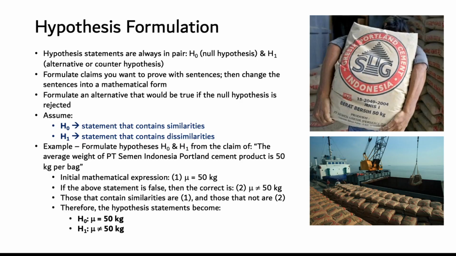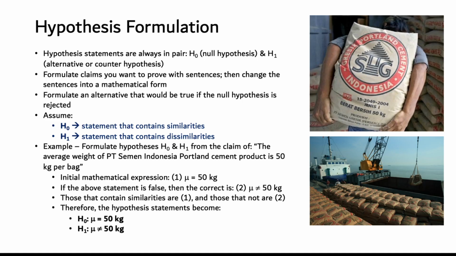The hypothesis statements are always in pair. We always have null hypothesis H0 and alternative hypothesis H1. The null hypothesis always contains equality, while the alternative hypothesis may contain unequal or less than or more than.